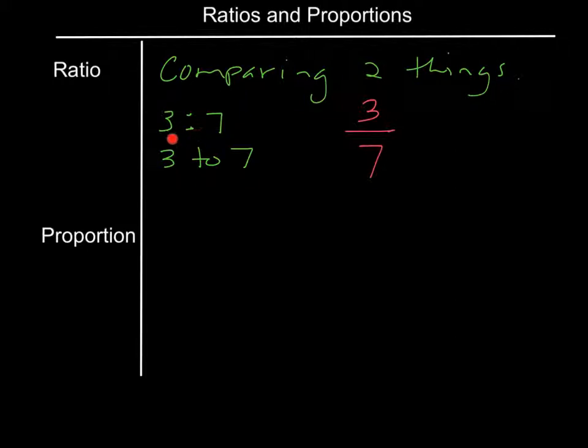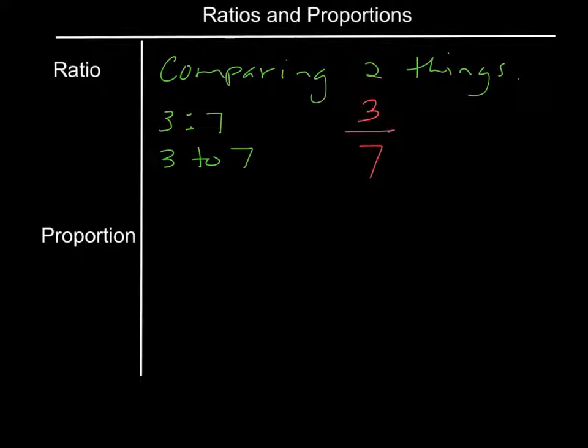So if the ratio is 3 to 7, then the 3 needs to be on the top and the 7 needs to be on the bottom. The 3 needs to be the first number and the 7 needs to be the second number. That's a critical thing: however it's written in the problem is the way the ratio needs to be set up. Okay, so that's ratio. Ratios are basically just comparisons of two things.